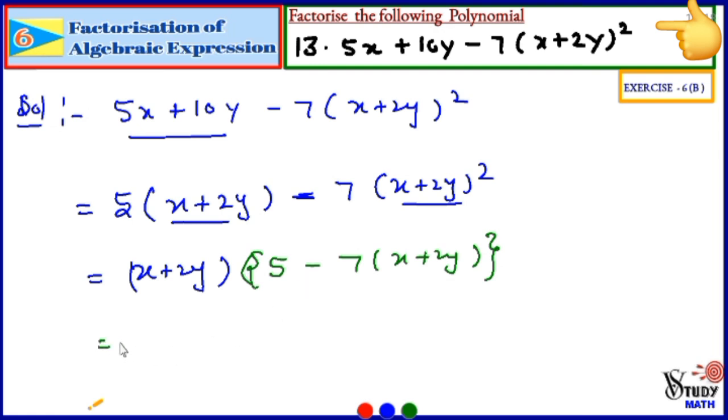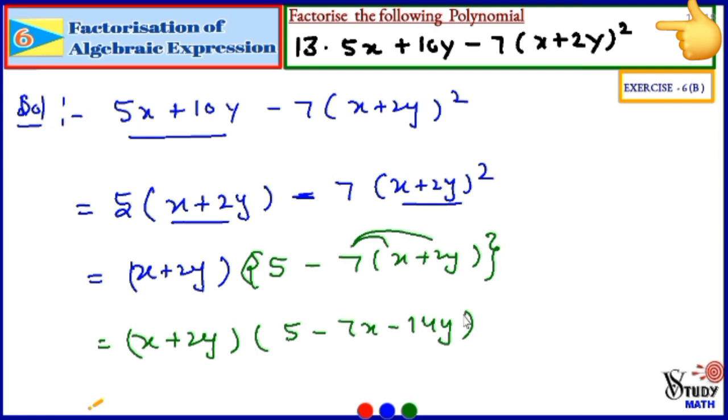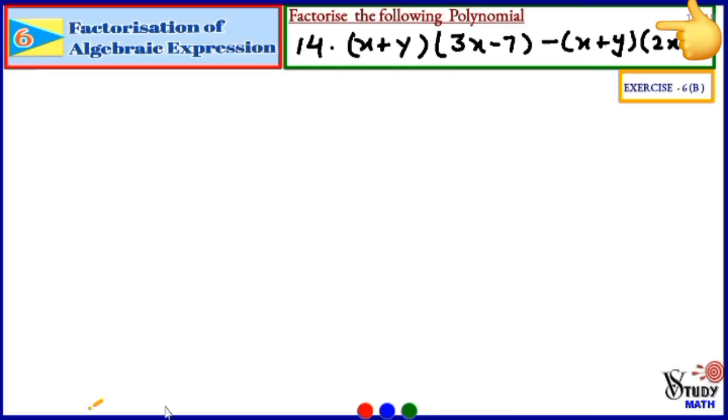We discussed these things so many times. (x + 2y)(5 − 7(x + 2y)). So now we have 5 − 7x − 14y. I multiply this 7 here and here. So now this is the final answer of this problem. I hope you understand this problem very well. Now move to the next problem, problem number 14.